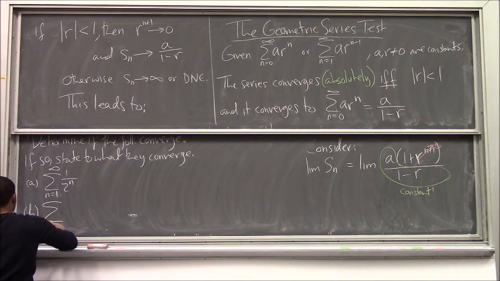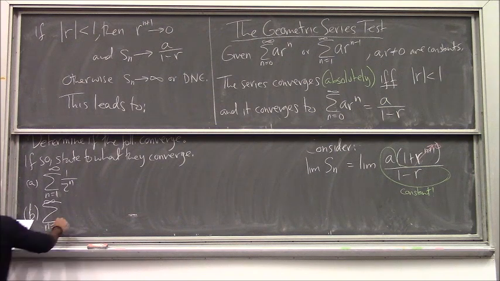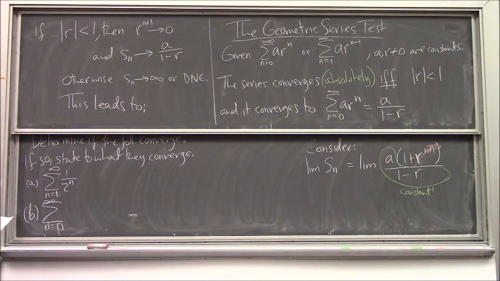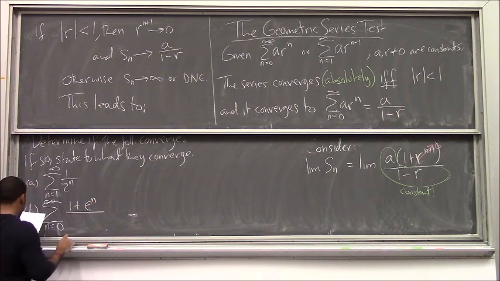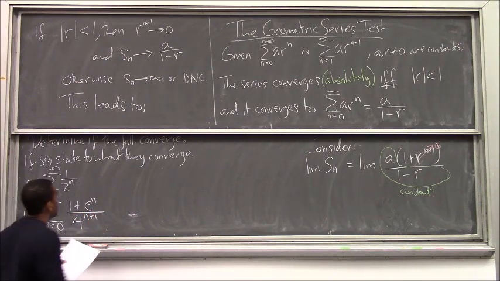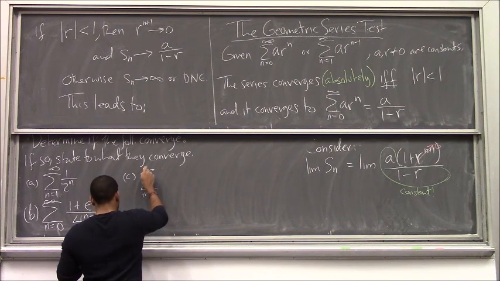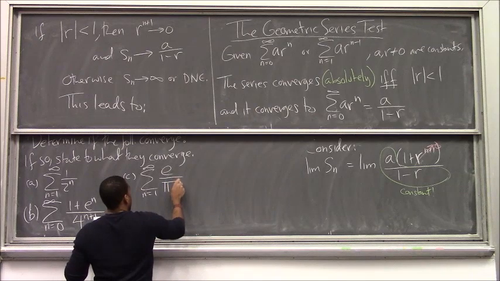So, series A: n equals 1 to infinity of 1 over 2 to the n. Series B: n equals 1 to infinity, or n equals 0 to infinity, of 1 plus e to the n over 4 to the n plus 1. Series C: n equals 1 to infinity of e over pi to the n plus 1.